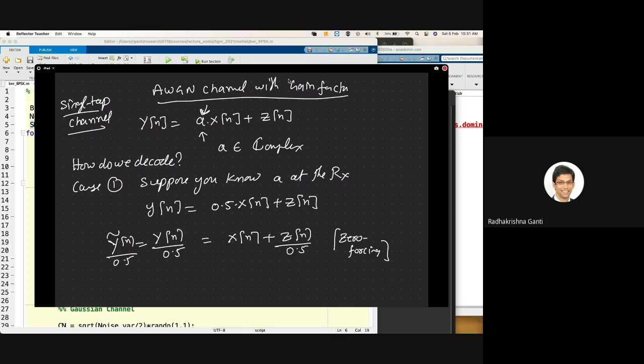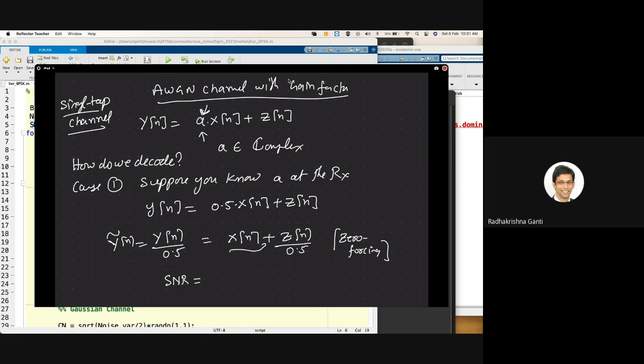So what is the SNR in this case? Let's look at the SNR. What is the signal power that we received? After you divide, or even before, you can do it at any point. So what is the SNR that we have? If we just look at the second equation, what is the signal power? Signal power is still the expected value of x squared.